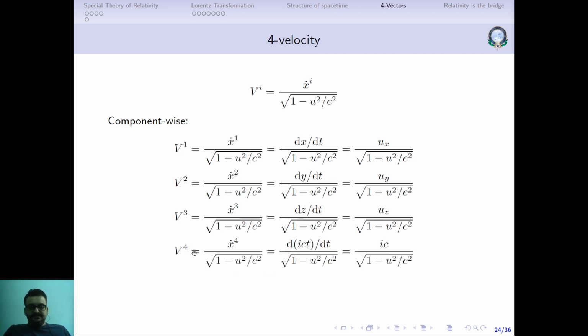And finally, what is v4? v4 is nothing but x4 dot divided by under root 1 minus u square by c square. What is x4? x4 is ict, right? So x4 dot is nothing but d by dt of ict. And what is d by dt of ict? i and c are constant, so it is dt by dt, that will be 1. So it will be ic divided by under root 1 minus u square by c square. Hence the 4 velocity can be written like this. It's a combination of v1, v2, v3 and v4.